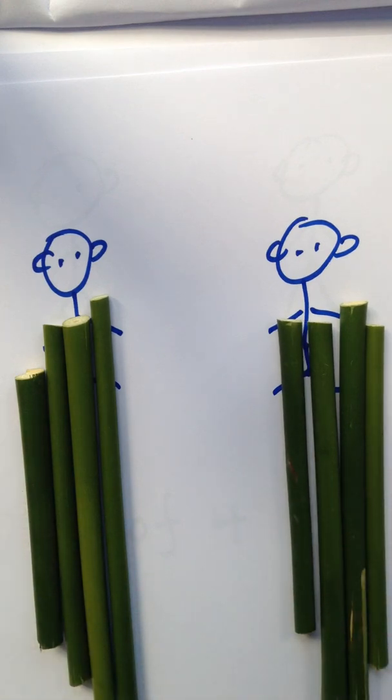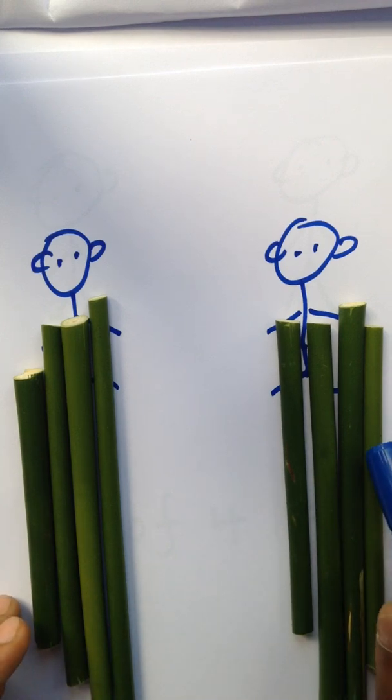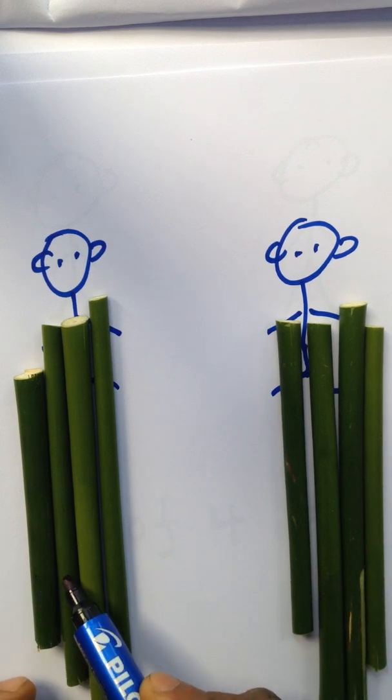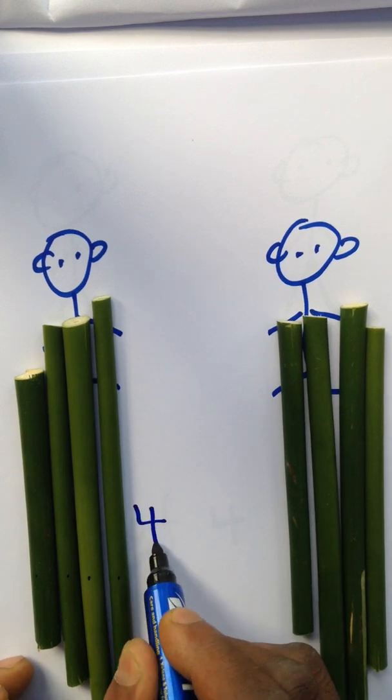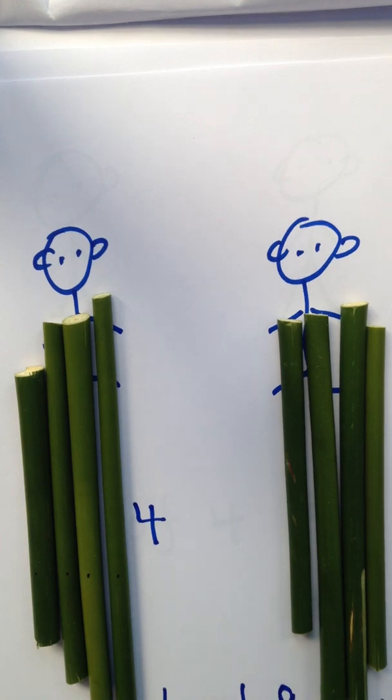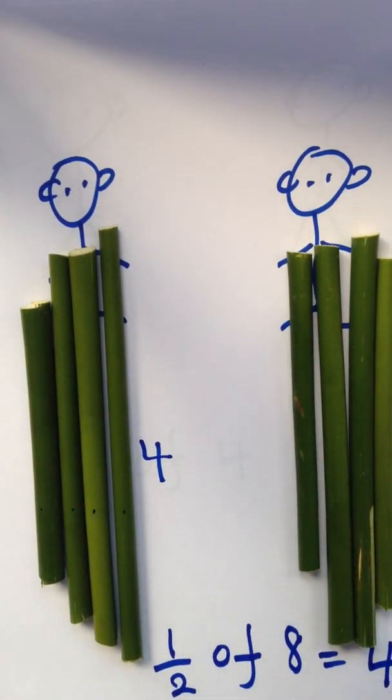I started with 8 sticks, so let's see how many each has got. This is 1, 2, 3, 4. This one has got 4. And the second one, 1, 2, 3, 4. This one has also got 4. So each has received a half of the sticks, and the total sticks were 8, so a half of 8 equals 4. So each gets 4 sticks.